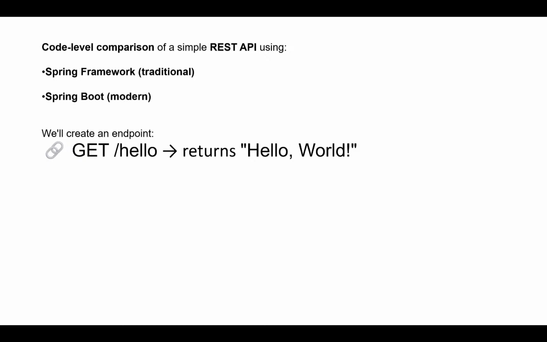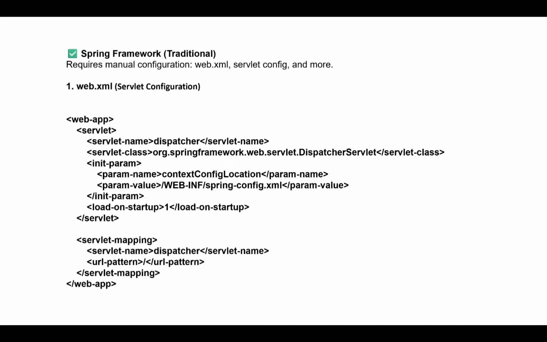Now we will create an endpoint. This is a GET method, /hello. It will return hello world. So for Spring Framework traditional, this requires manual configuration like web.xml, servlet config, and more.